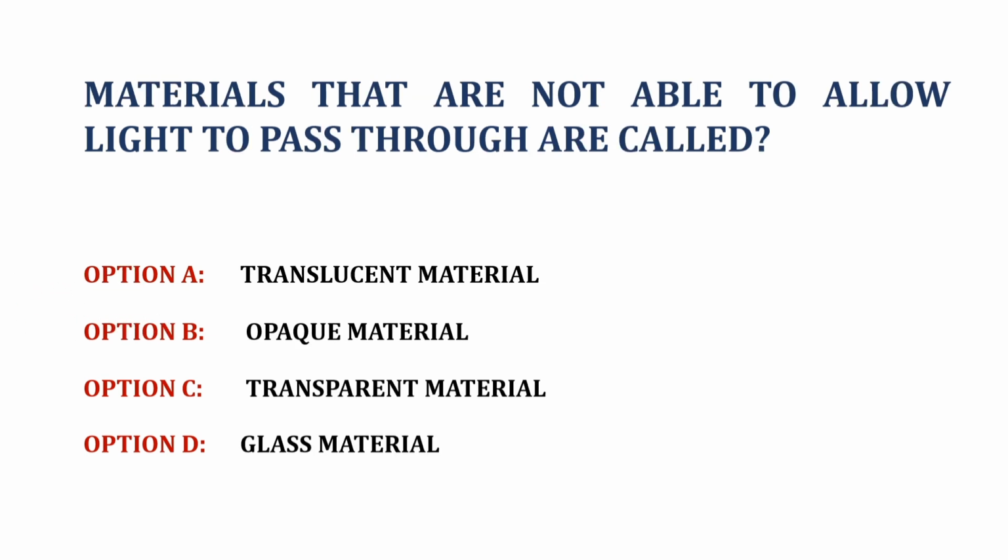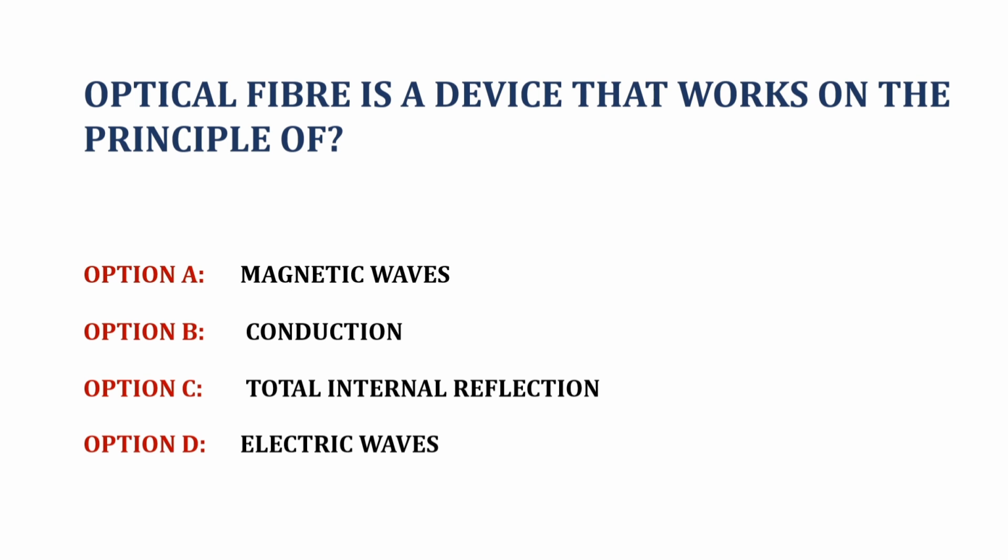Materials that are not able to allow light to pass through are called option B, opaque material. Optical fiber is a device that works on the principle of option C, total internal reflection.